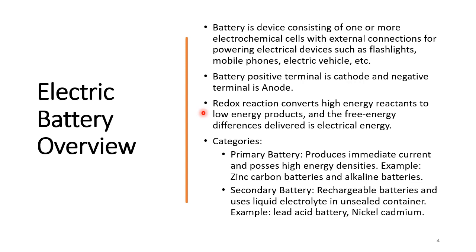There are two categories of battery. One is the primary battery, which can be used intermittently, and generally such batteries have higher densities. Examples of such batteries include zinc carbon batteries and alkaline batteries. A secondary battery is also known as a rechargeable battery and uses a liquid electrolyte in a closed container. Lead acid and nickel cadmium batteries are examples of secondary batteries.